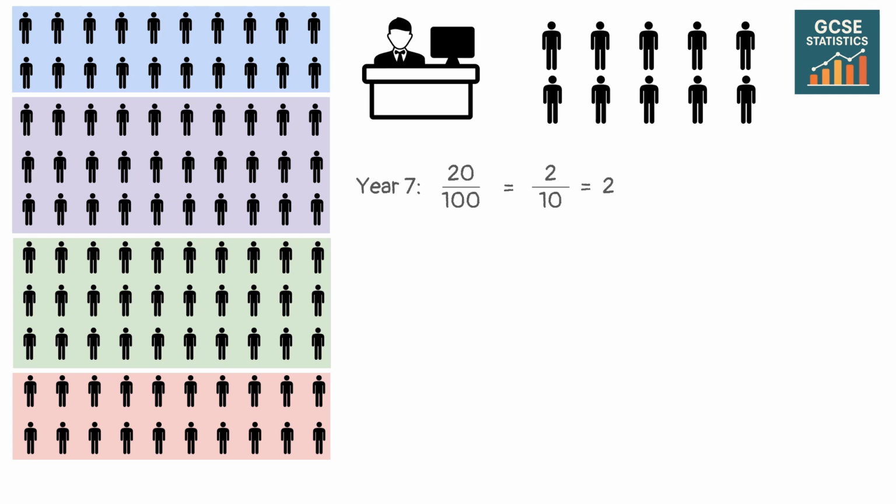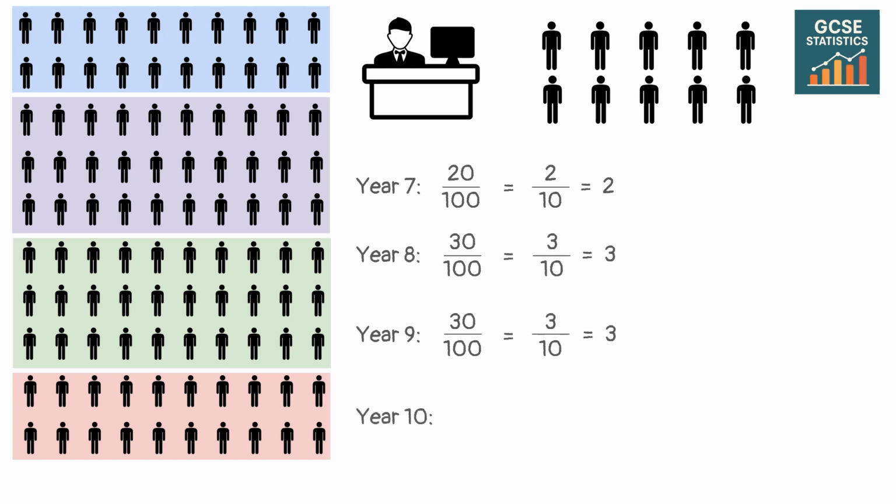Okay, with this reasoning, I'm going to quickly breeze through the rest of the years. In year 8, there are 30 students. 30 out of 100 simplifies to 3 over 10. So for our sample of 10, it makes sense to use 3 year 8s to best represent the school as a whole. For year 9, we also have 30 students. Using the same rationale, we'll also gather 3 students. And lastly for year 10, 20 students from a population of 100 can be shown as a fraction of 2 over 10. So 2 students in our sample.